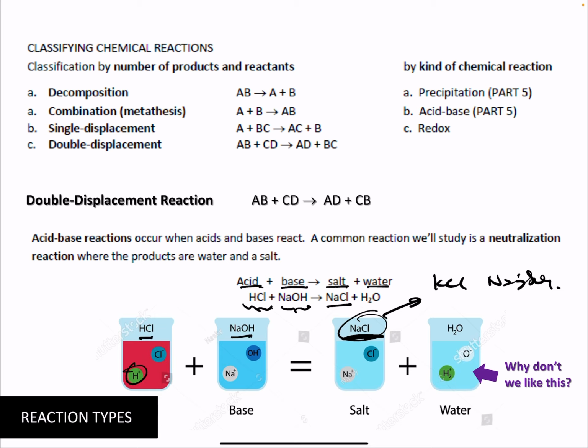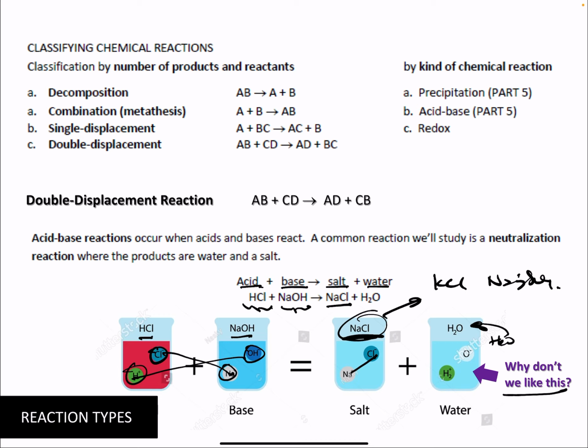Okay, and so from a molecular basis, HCl reacts with NaOH. We have H plus ions, chloride ions, sodium ions, and hydroxide ions. H plus reacts with OH minus, chloride reacts with sodium, so you get sodium chloride, and you should get H2O, which is what this is.